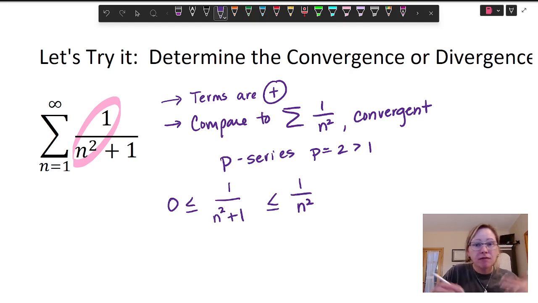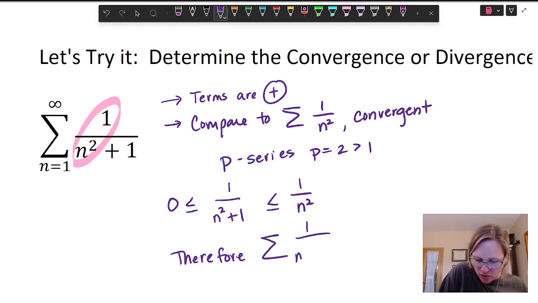So I've stated my inequality here, and I've said that I'm comparing it to a convergent p-series. Because I have this situation and because my inequality is true, I can now make my conclusion. Therefore, my series, 1 over n squared plus 1, also converges.